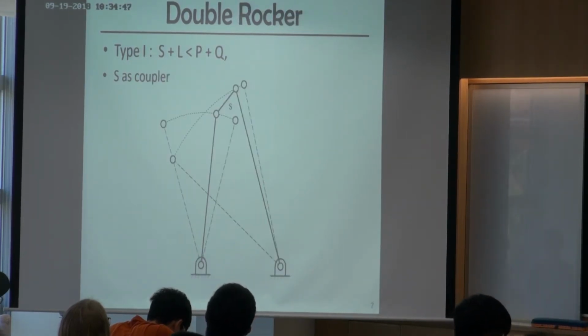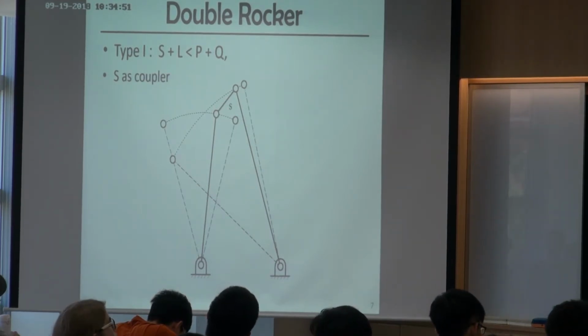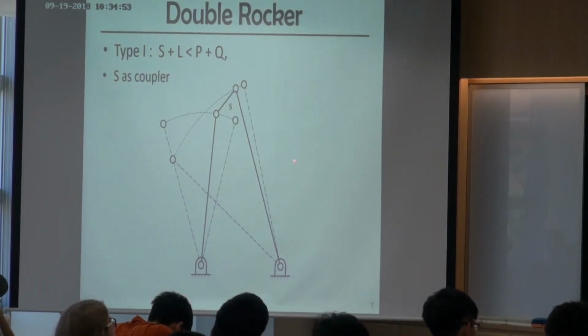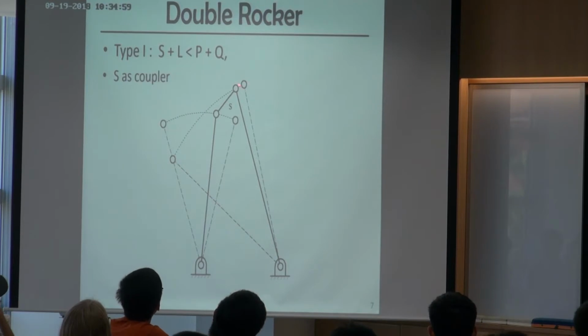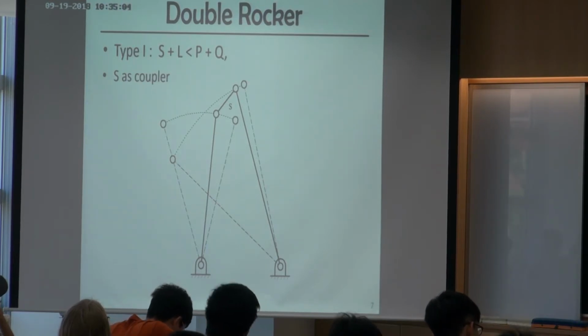And the third one is double rocker. Any other cases not belonging to the previous two cases are double rocker. So for double rocker, you can see the input and output can only move within a certain range. They cannot perform a full rotational motion.